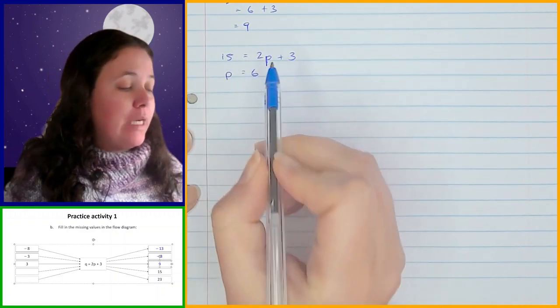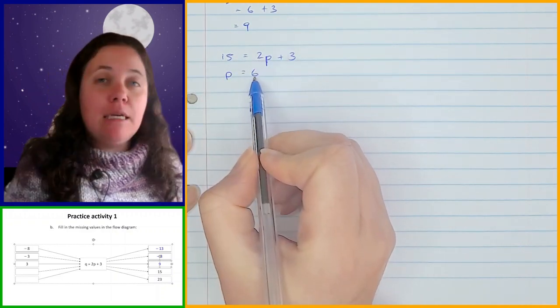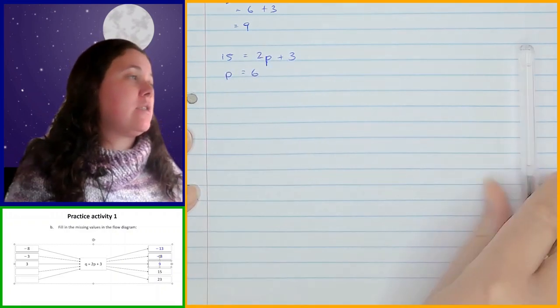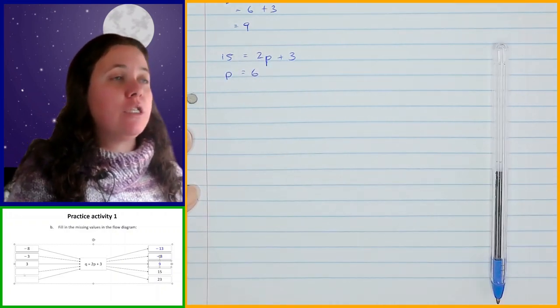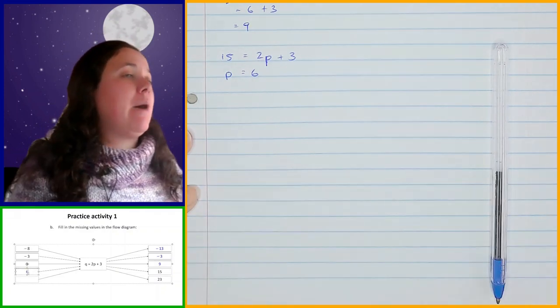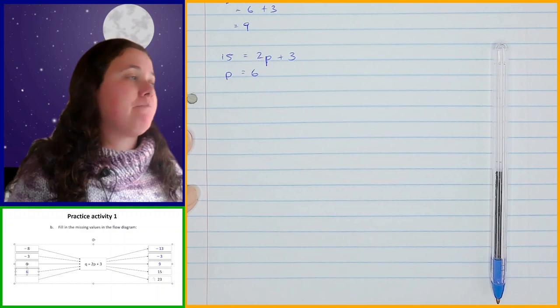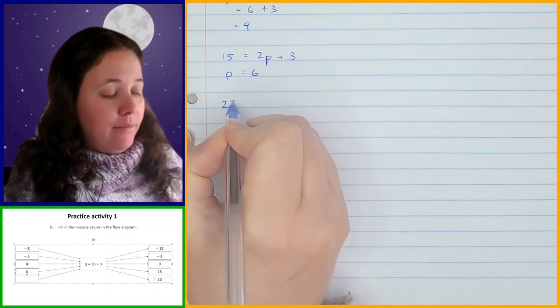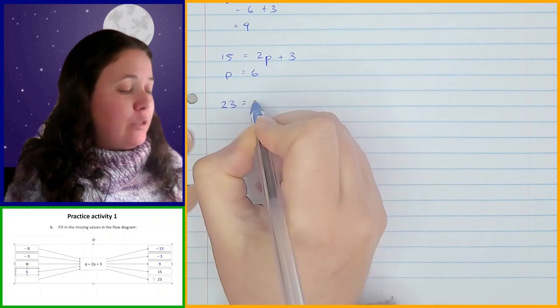So now let's check it quickly. 2 times 6 is 12 plus 3 is 15. So that works. Okay, so if my input is 6, then my output will be 15. And then the last one, I have an output of 23, and I need to work out what p is.